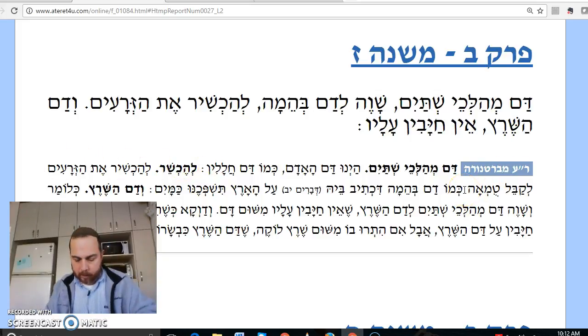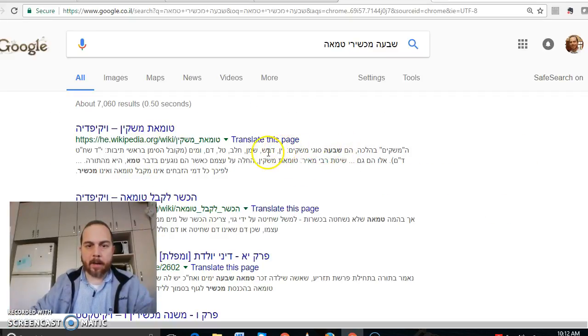Because we've learned in a number of other examples that once produce gets wet, it can be mekabel tuma. Until it gets wet, it can't be mekabel tuma. Gets wet from what? Water, milk, dew, and I don't remember all seven. There's a whole list of seven liquids that are machshir l'kabel tuma. Let's look it up, I got it from Wikipedia. These are the seven: wine, honey, oil, milk, dew, blood, and water. So here we've got blood.